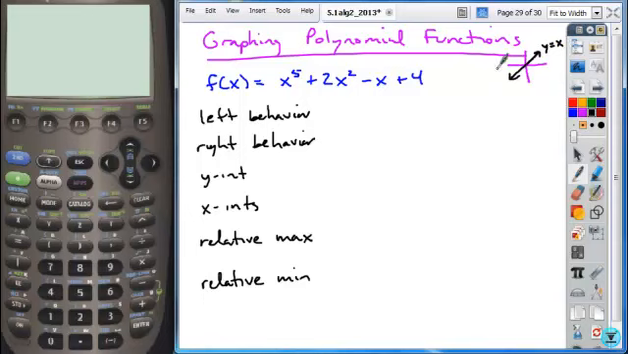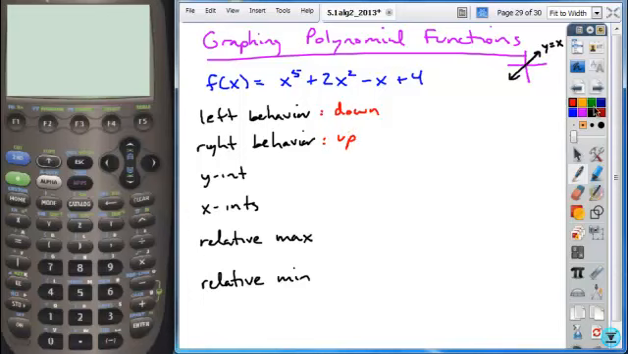So think about that. If the highest power is odd and it's a positive coefficient, the left and right behavior is going to mimic this graph. So your answer: the left behavior goes down, the right behavior goes up.